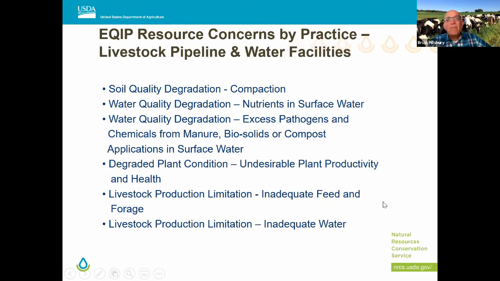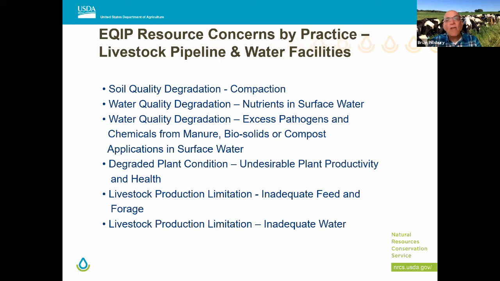Livestock pipeline and water facilities, same kind of thing. It's a facilitating practice. A lot of the same resource concerns you could use for that as you use for prescribed grazing. So soil quality degradation: by having good distribution of animals, you're not going to have any one particular place where the animals are causing compaction. And water quality degradation, plants, and so on down to the livestock production limitations.